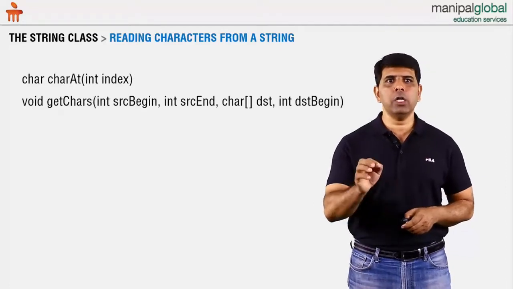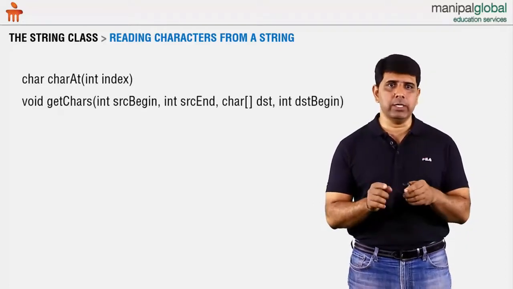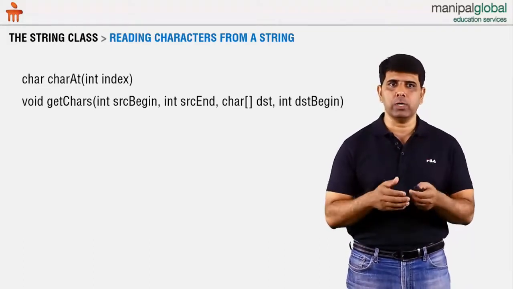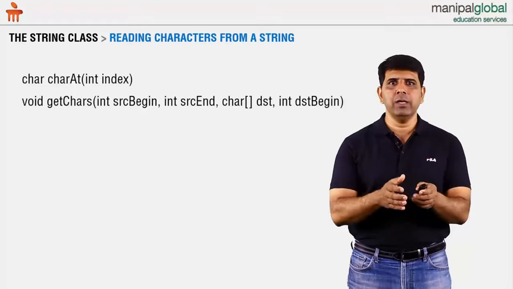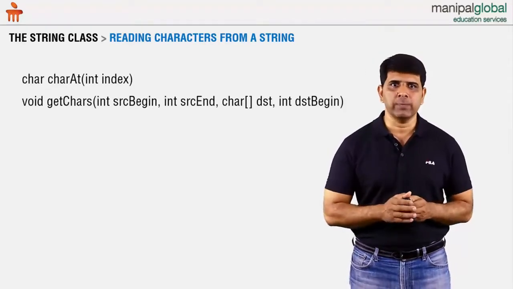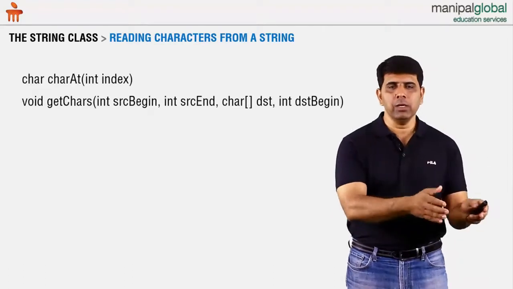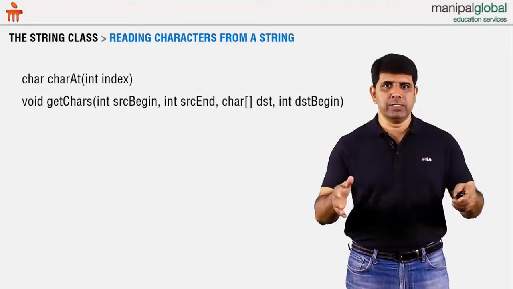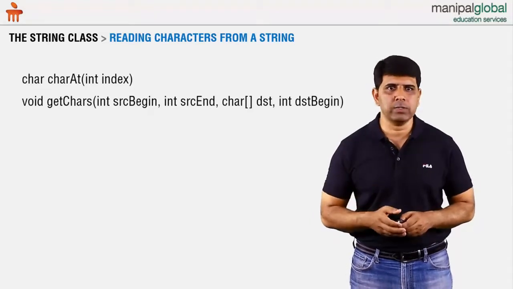Now, there is also a function called getChars. Note that the method is void, that means it doesn't return anything. So what do we do? We specify the destination character array as the third argument. We say from where to begin, where to end, and where to store in the destination. The destination array must be initialized in advance.